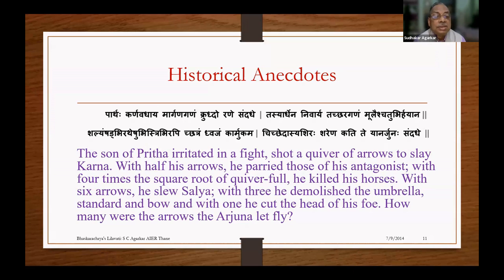So the translation is: the son of Pritha, irritated in a fight, shot a quiver of arrows to slay Karna. With half his arrows, he parried those of his antagonists. With 4 times the square root of the quiver full, he killed his horses. With 6 arrows, he slew Shalya. With 3, he demolished the umbrella, standard and bow. And with 1, he cut the head of his foe. How many were the arrows that Arjuna let fly?